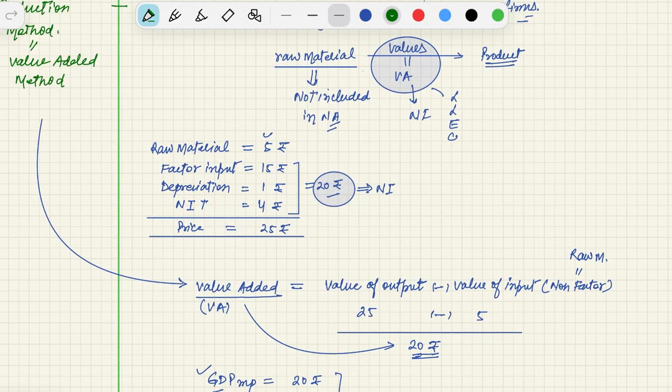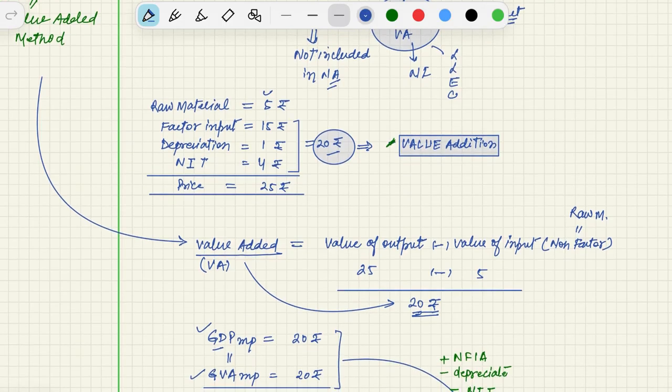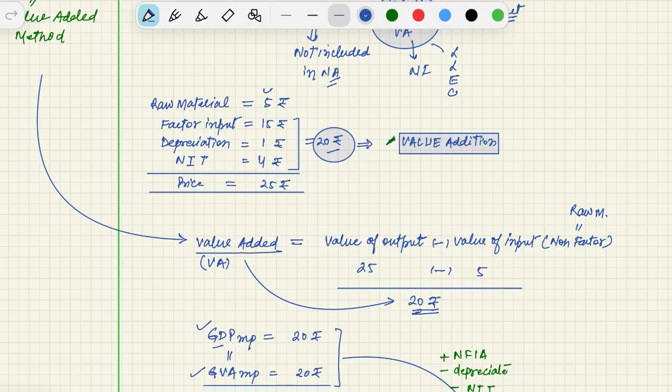Okay, so this is not national income, this is the value addition, right? I just want to correct. This is the value addition part. Okay, this is not the national income. You have to keep in your mind, this is the value addition. So value addition, either you collect in this way, or you collect it by subtracting the value of input from the value of output. Okay, so that is the value addition.